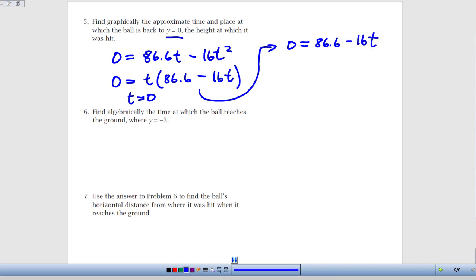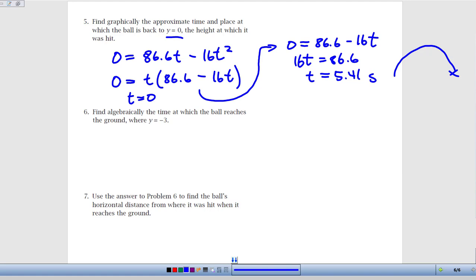I can add 16t to both sides, and then divide both sides by 16, and we get an answer of 5.41 seconds. So it'll be 5.41 seconds after the ball initially hit the bat that it'll return to that height of 3 feet above the ground, which corresponds to that y equals 0, the way the problem was initially set up.